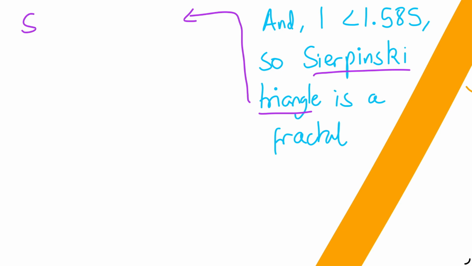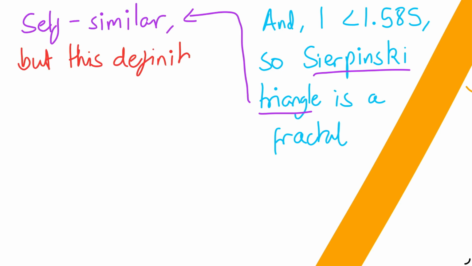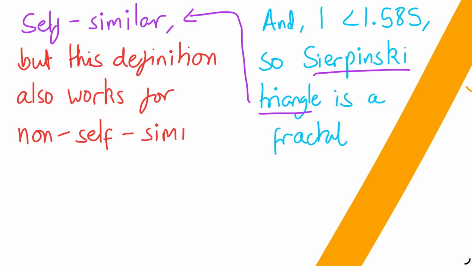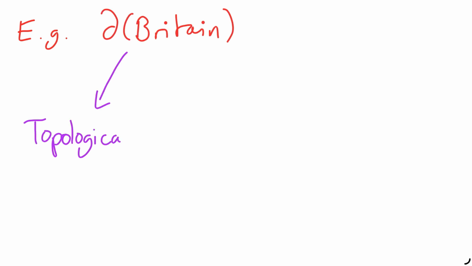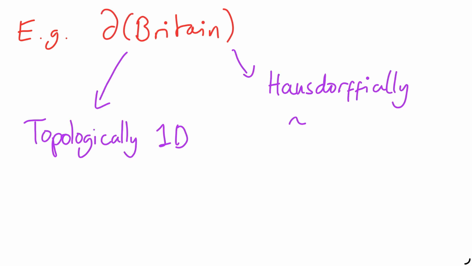But what's also cool is that this can be used to categorize fractals even when they aren't self-similar. And probably one of the more famous examples of this would be the coastline of Britain, which I'm not going to draw out because I have not got the time for that.